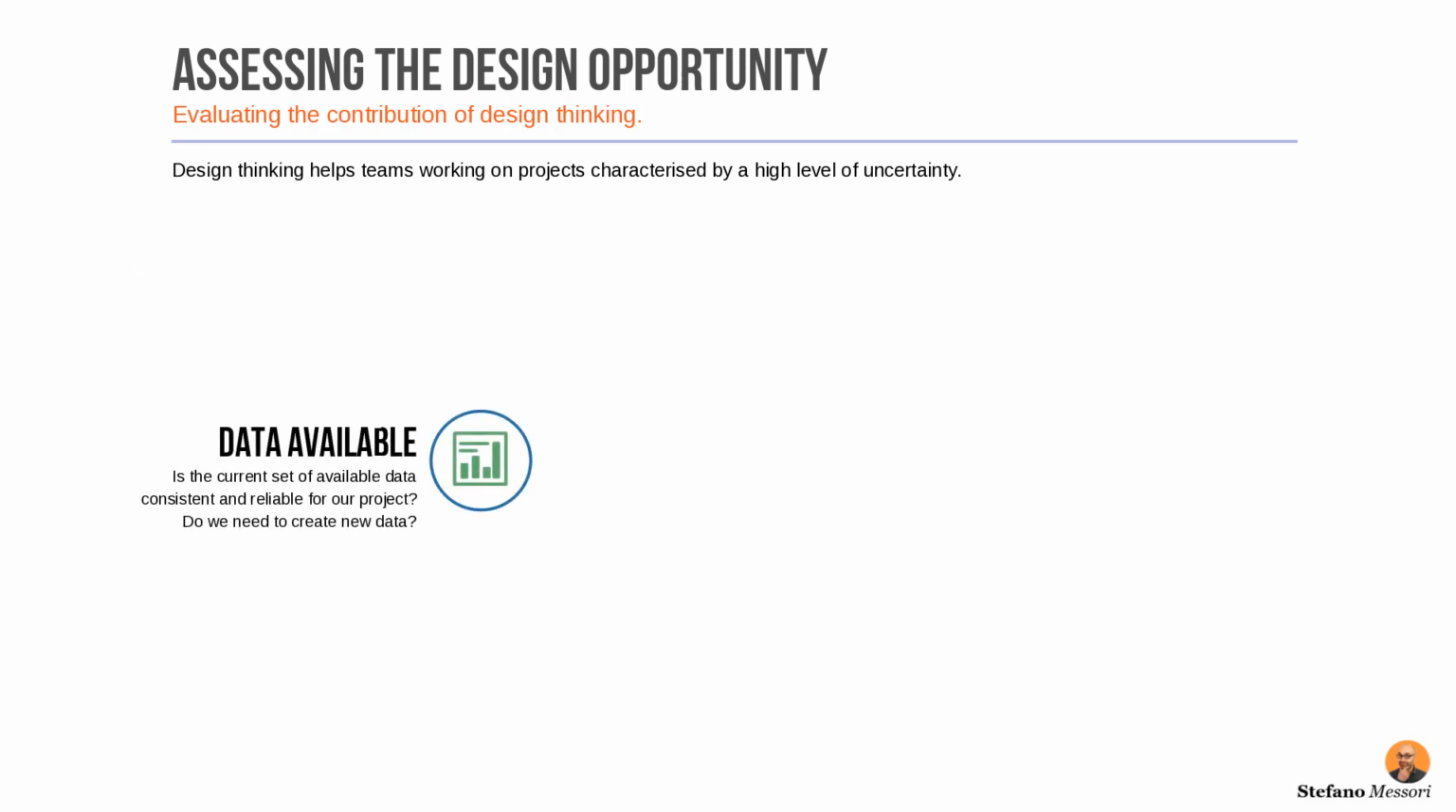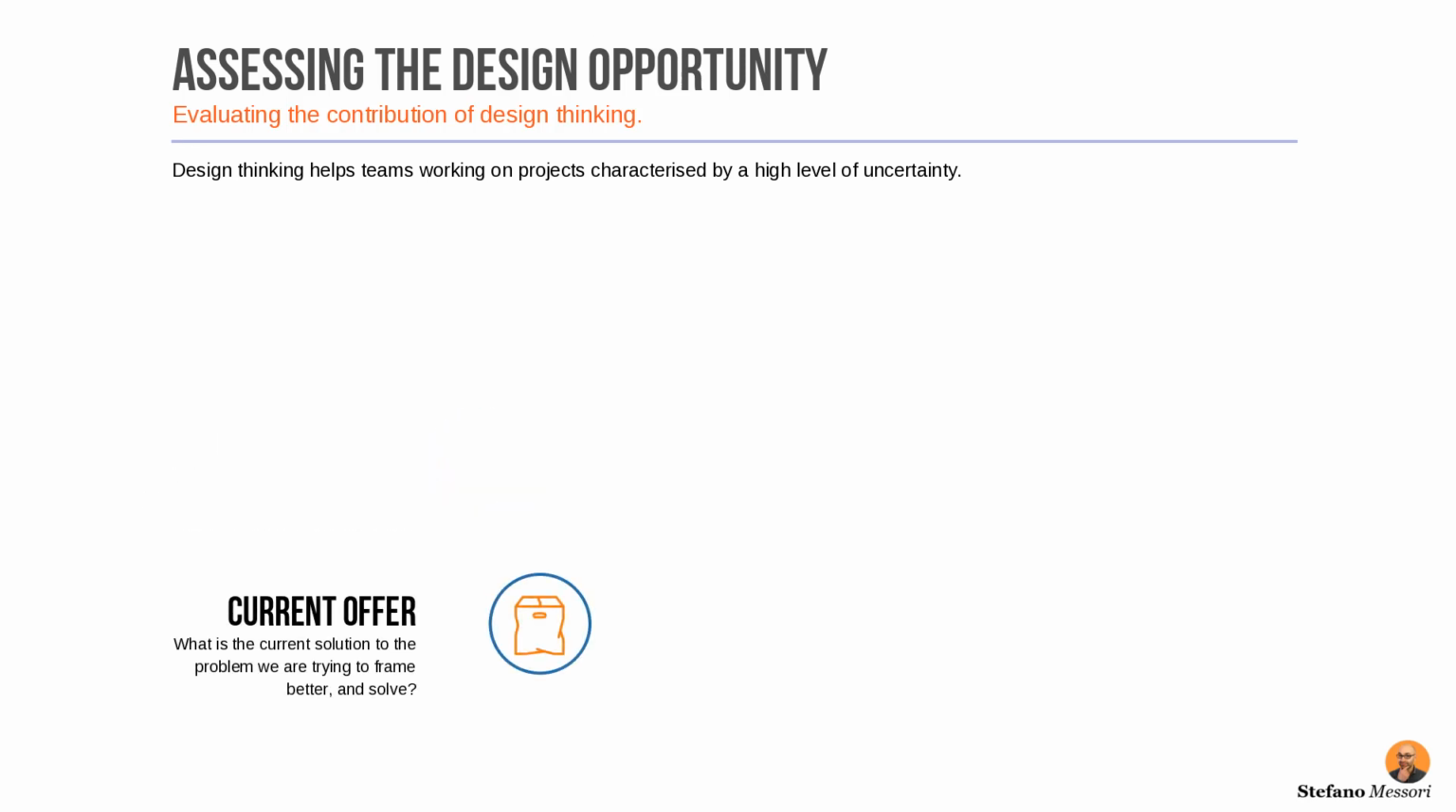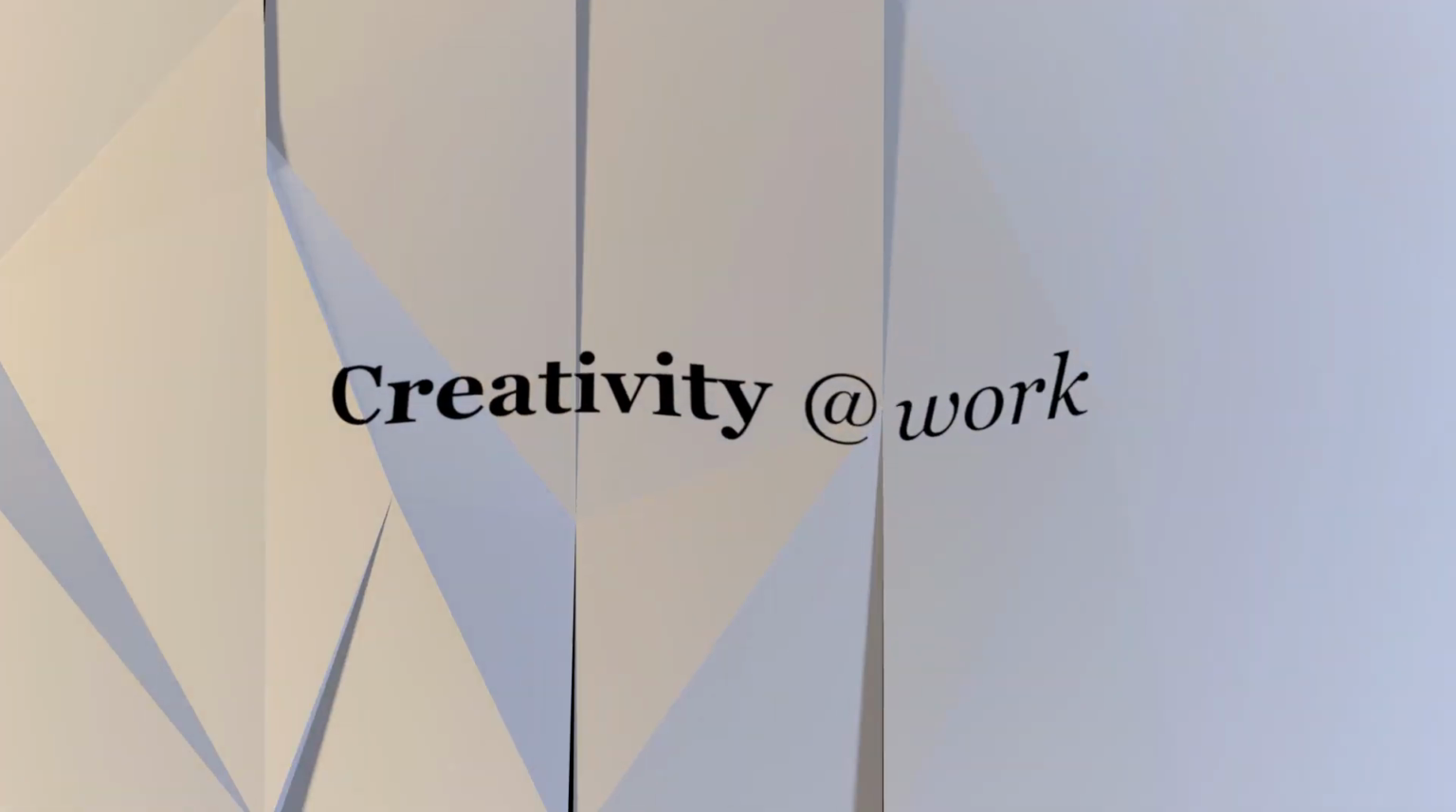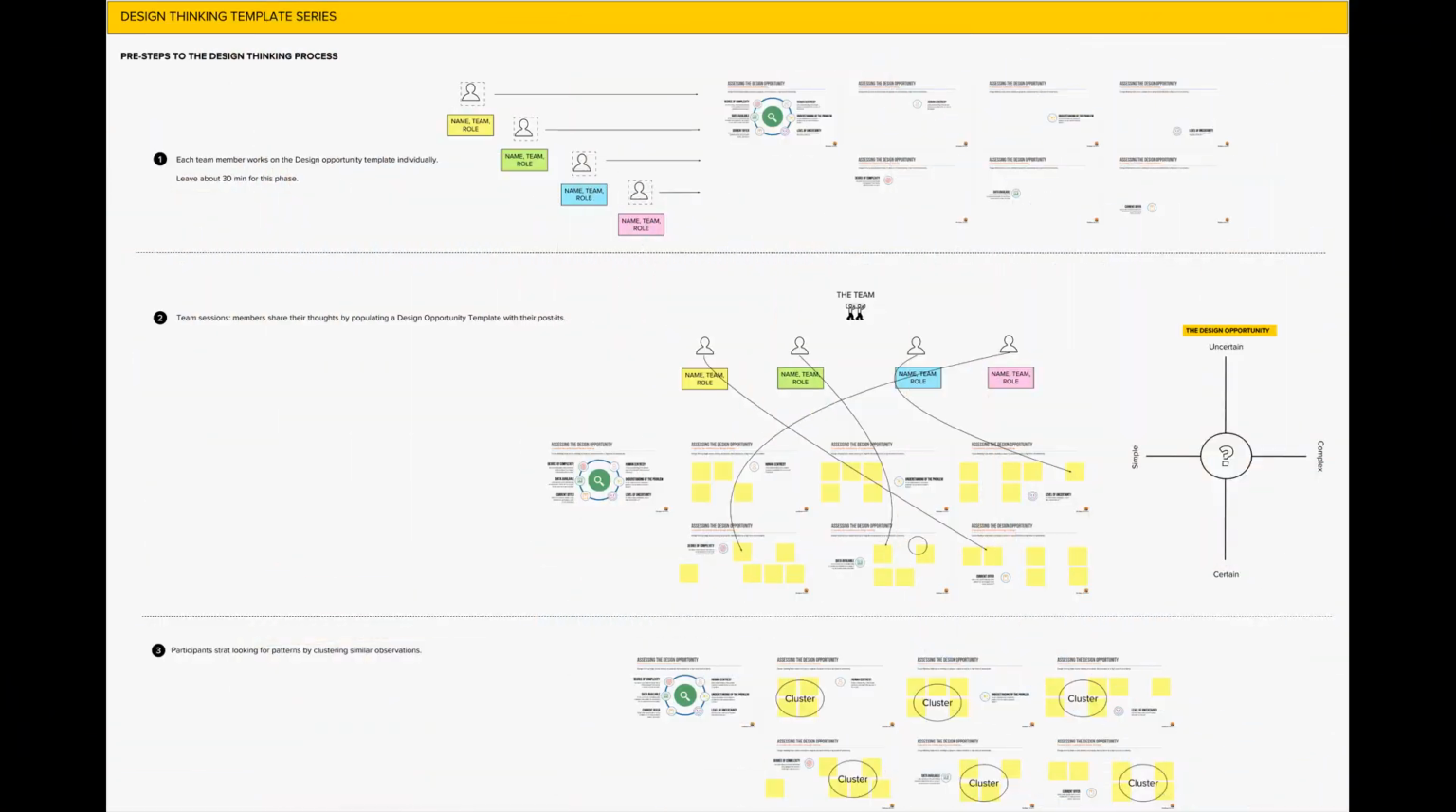Fifth, level and quality of available data. Is there any data at all? If there is data, is that useful for defining your challenge? Sixth, current solution. Are there current solutions? How many of those didn't get implemented? And are other organizations implementing any of those solutions? And now, it's finally time to get started working on the template.